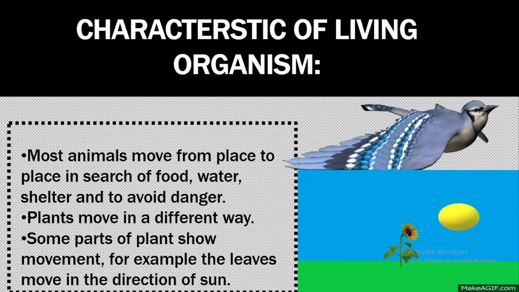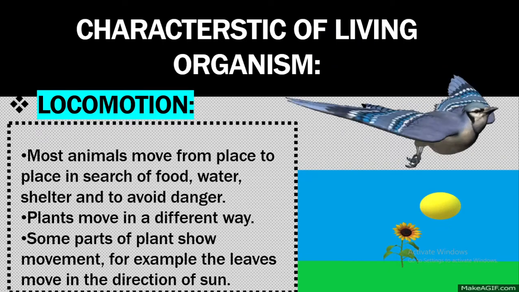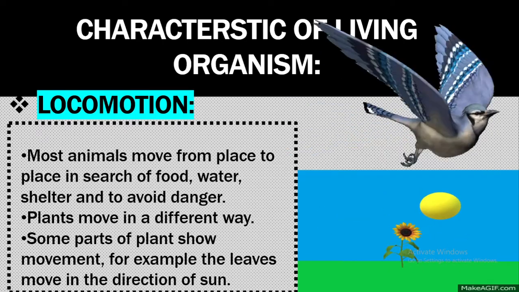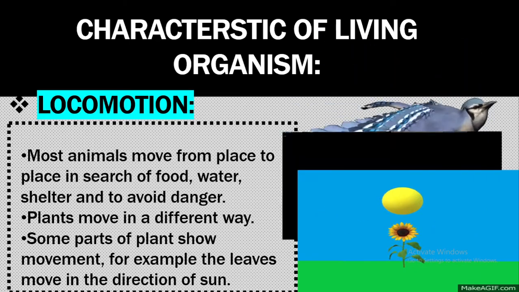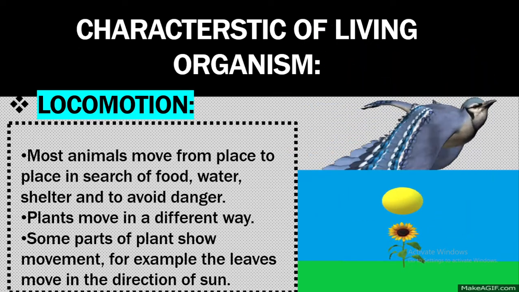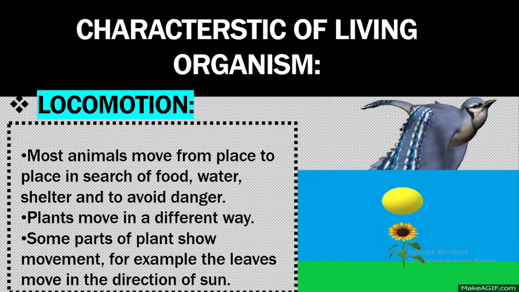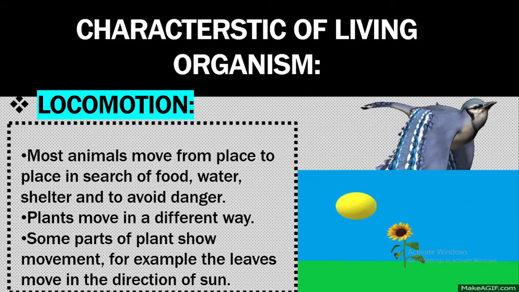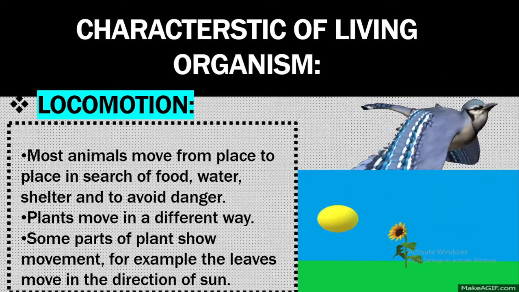Now, the third characteristic of living organisms is locomotion. Most animals move from place to place in search of food, water, shelter and to avoid danger. अब एनिमल्स एक जगह से दूसरी जगह क्यों मूव करते हैं? क्योंकि उनको फूड की ज़रूरत होती है, वाटर की तलाश होती है, अपनी शेल्टर की तलाश होती है और जहाँ वो ख़तरा महसूस करते हैं तो वो फ़ौरन वहाँ से मूव करते हैं.